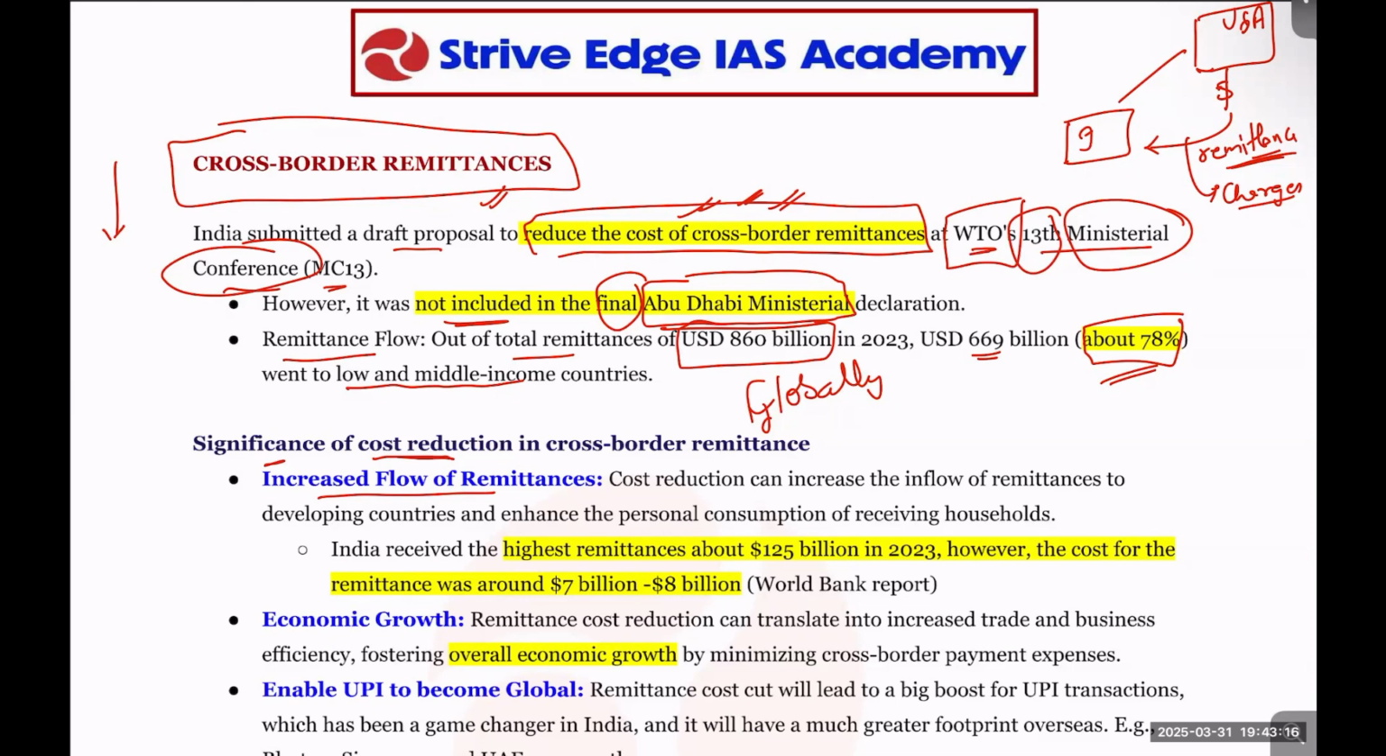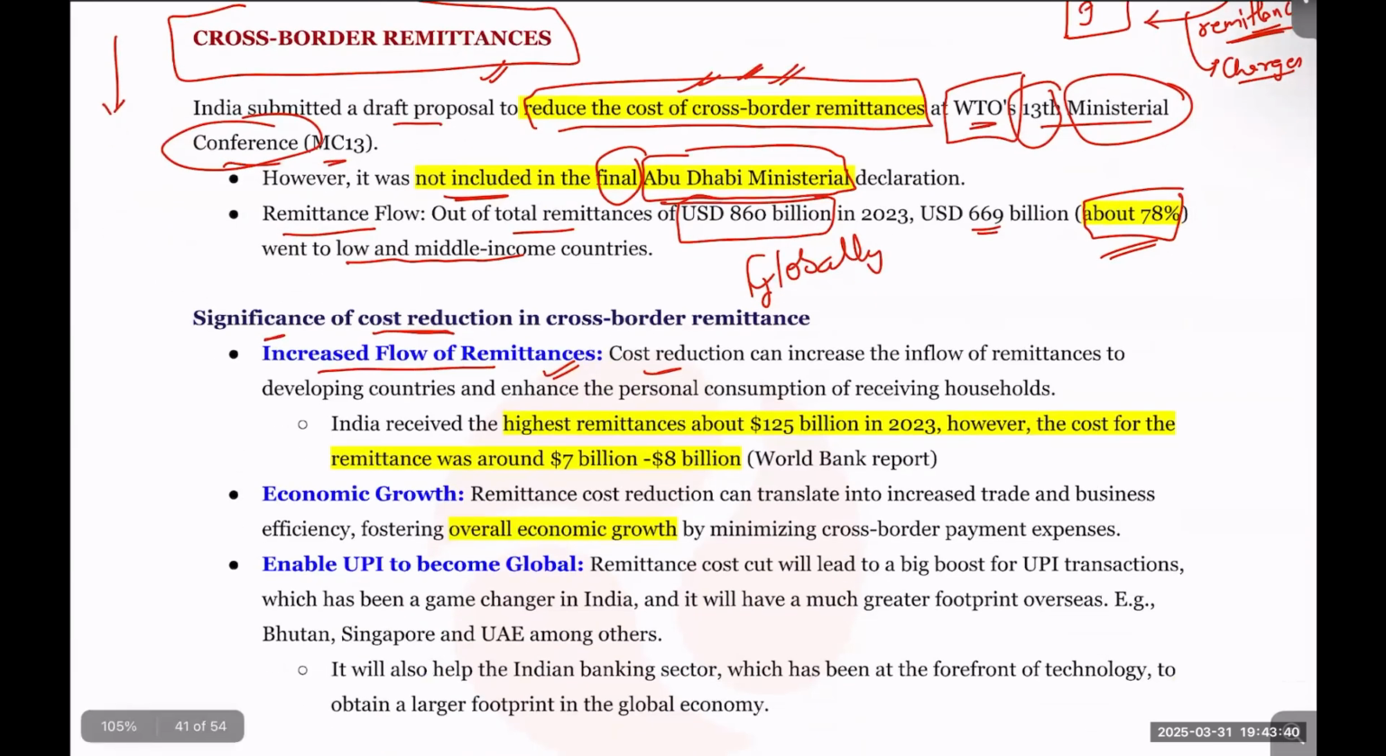So by reducing this cost of transferring, the flow of remittances will increase. The people who are currently saying that we should not transfer our money because a lot of transaction charges will be taken by the governments, this will reduce. So it will be beneficial for India.